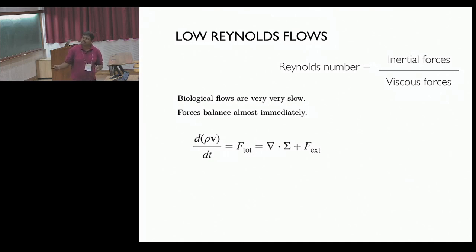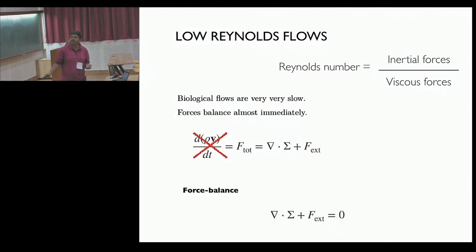So what does that mean? We look at the Navier-Stokes equation. We said that the Reynolds number is very, very small, which means inertia is very, very small. There's only going to be a balance between the forces that come from the stresses, and maybe some external forces in the system. So basically this term is negligible.